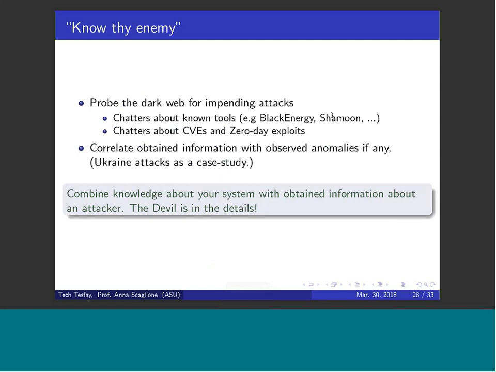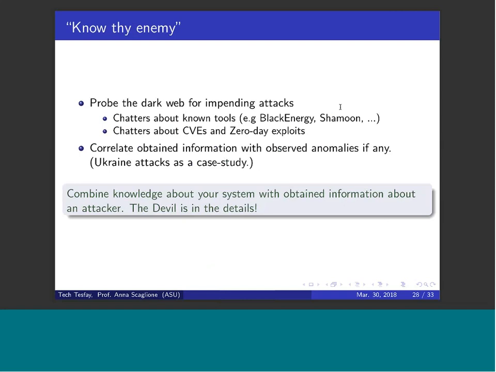And from the attacker side, what we actually plan to do is look for information from the dark web by looking for any chatter regarding common tools that are known to be used for industrial control system breaching. For example, BlackEnergy is reported to have been used in the Ukraine attack and also suspected to be used in the US grid breach. Shamoon is also another malware used in several other industrial control system security breaches.